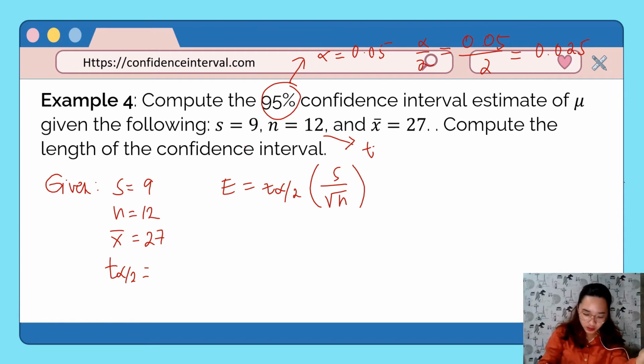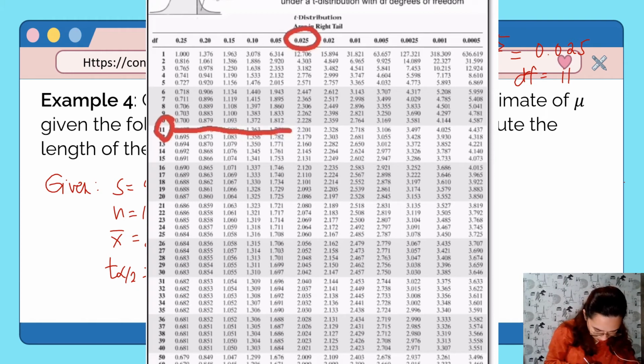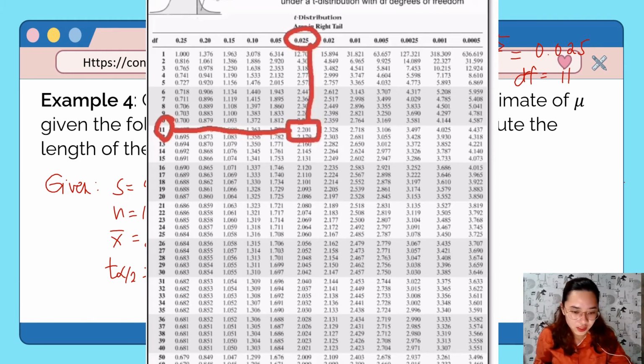So, yan po yung hanapin natin sa ating T table. Then, syempre, yung degree of freedom, importante din po. Degree of freedom natin is n minus 1. Since 12 po yung n natin, ang degree of freedom is 11. So, 0.025, then 11. So, we have 2.201. So, 2.201 yung ating confidence coefficient.